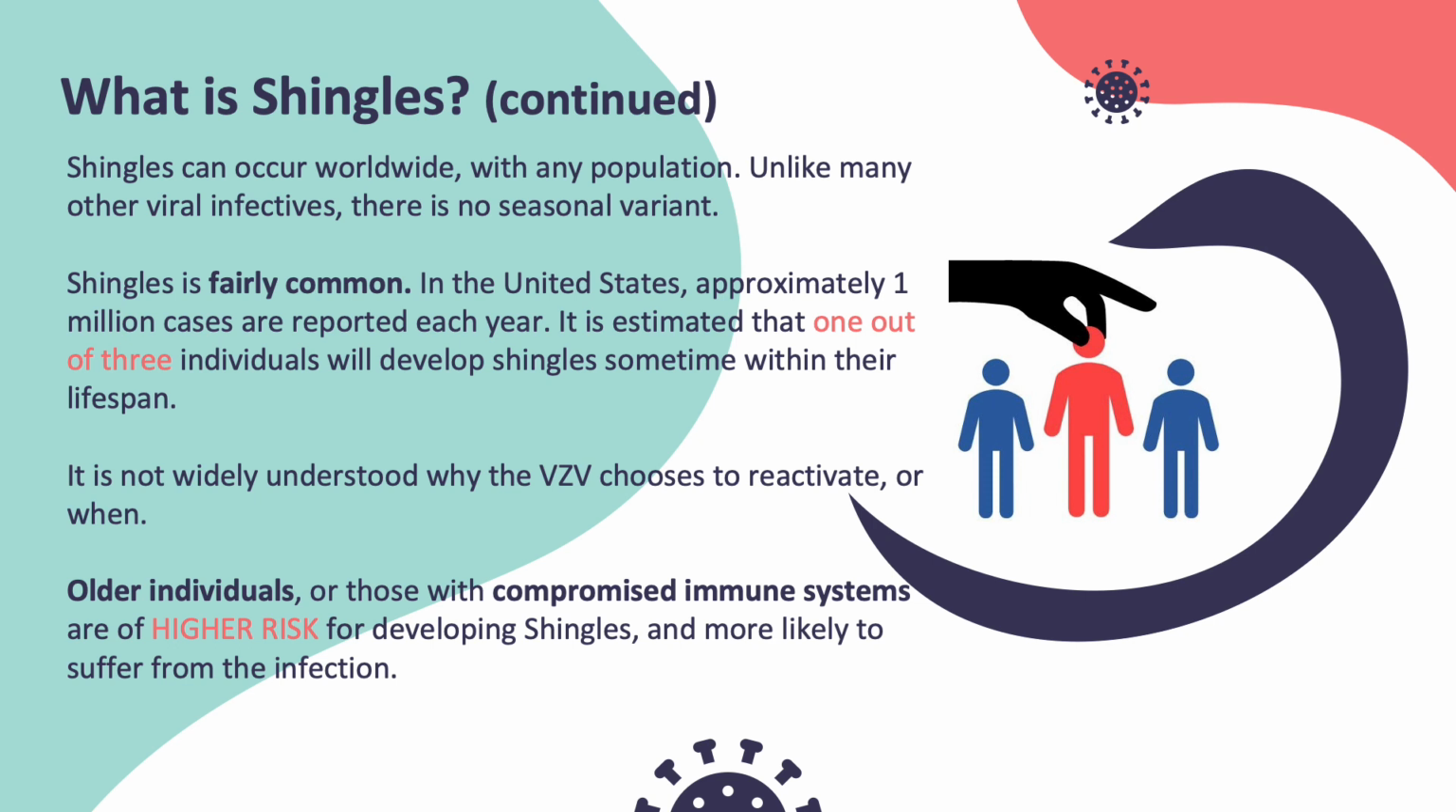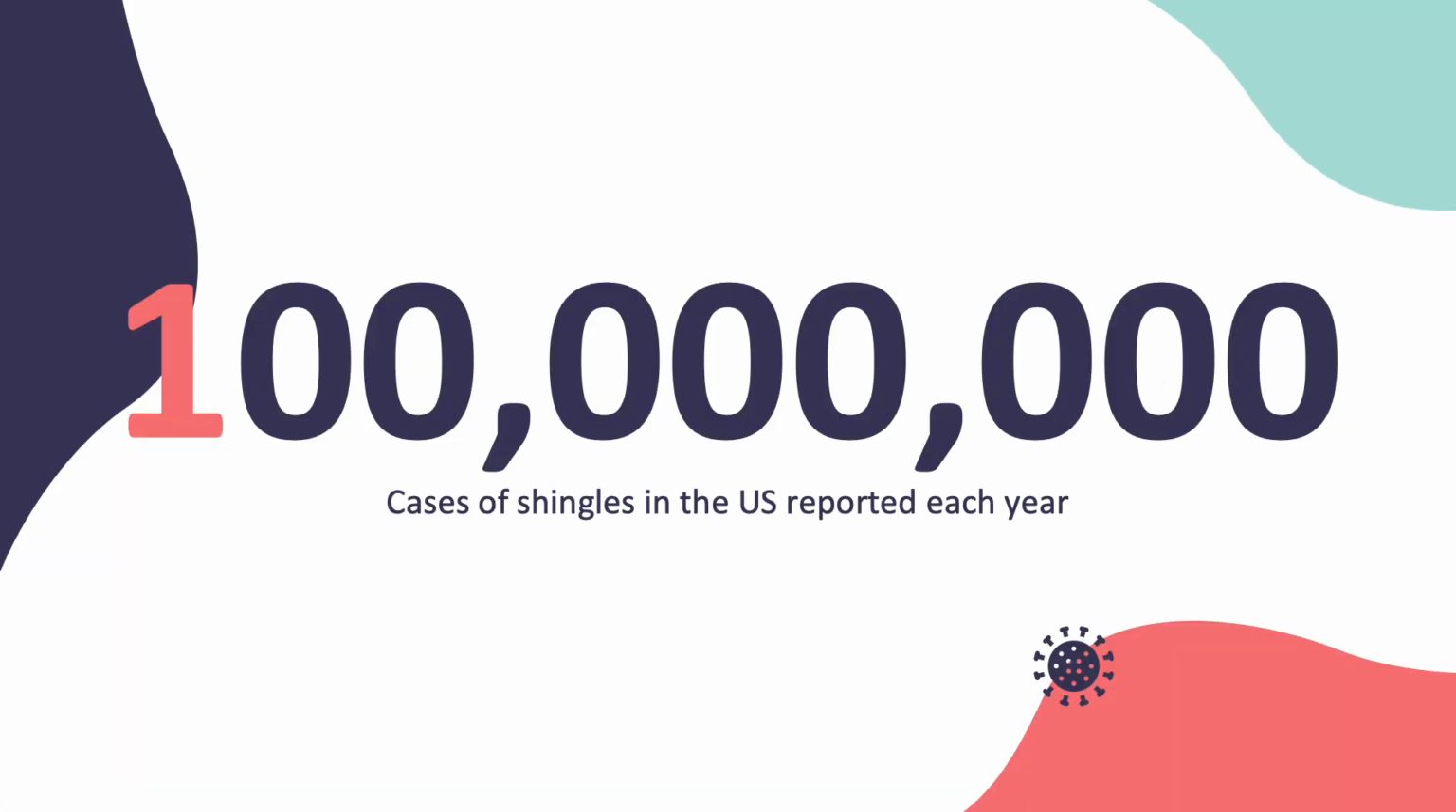Shingles occurs worldwide with any population. Unlike many other viral infectives, there is no seasonal variant. Shingles is fairly common. In the United States, approximately 1 million cases are reported each year. It is estimated that 1 out of 3 individuals will develop shingles sometime within their lifespan, though it is not widely understood why the VZV chooses to reactivate or when. Older individuals, or those with compromised immune systems, are of higher risk for developing shingles and more likely to suffer from the infection. And again, 1 million cases of shingles in the United States are reported each year.